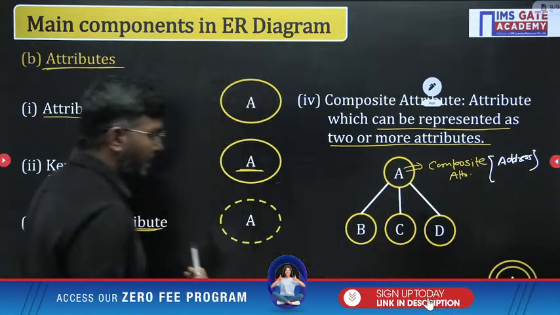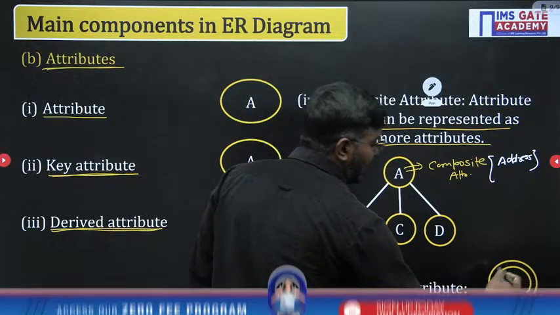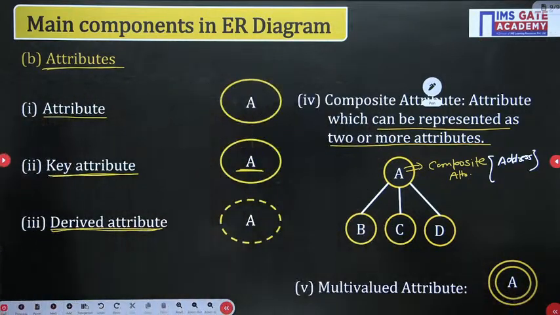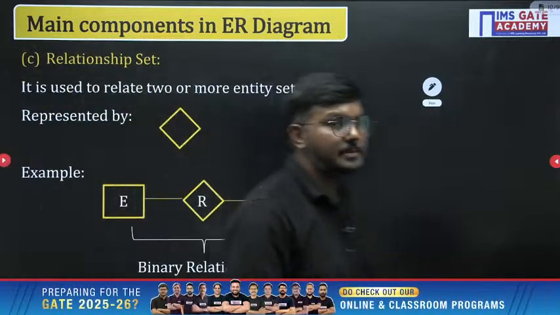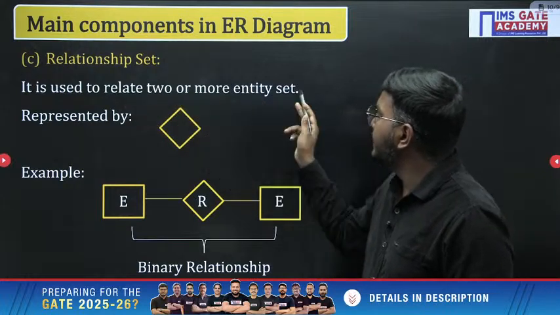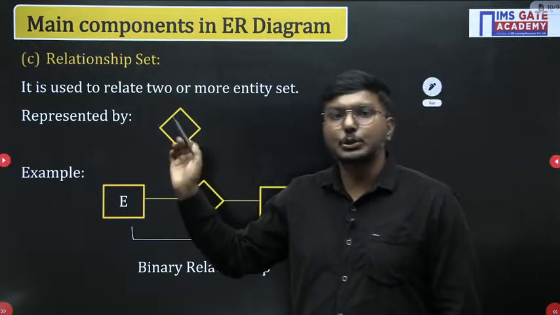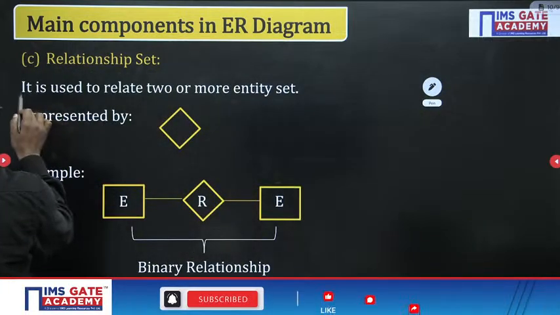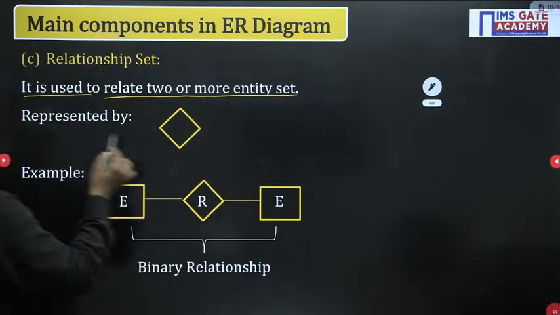Fine. Done. Now next is our multi-valued attributes. It means if any attribute has multiple values, a set of values, then that can be represented through double ovals. Okay, double ovals. Fine. Getting my point? Next is the relationship set. A relationship set is used to relate two or more entity sets in the ER model. And it is represented by the diamond shape.